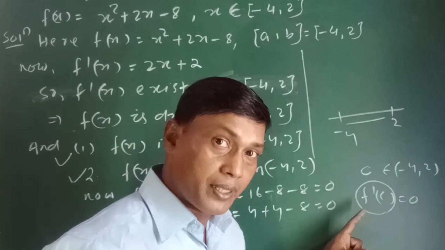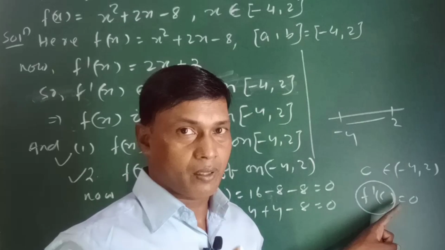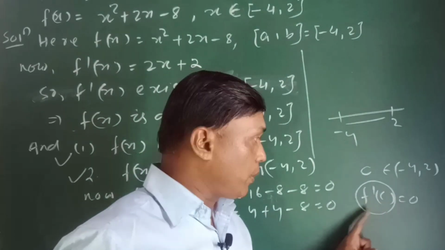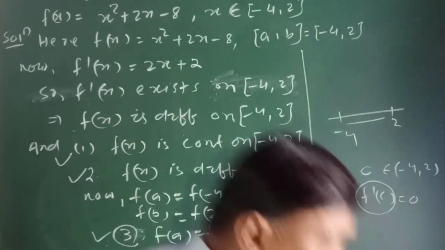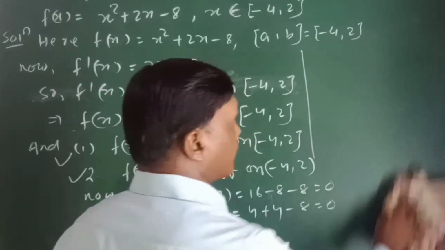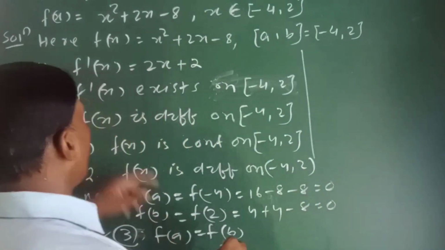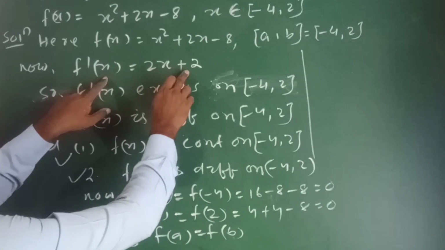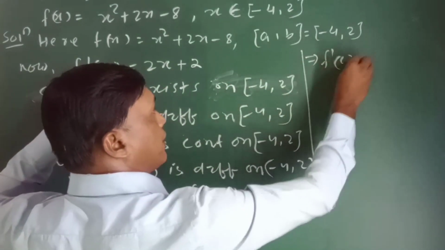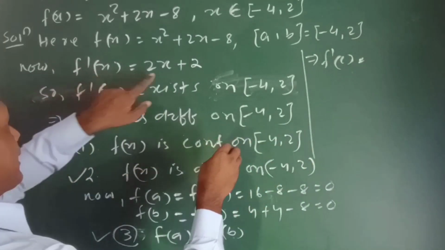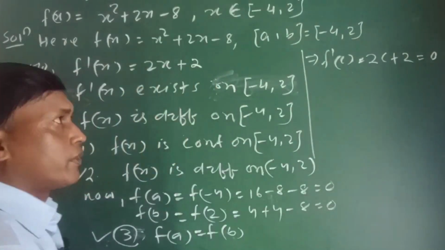First find f dash c and equate this f dash c to 0 to find c. Remember, first find f dash c, equate this to 0 to find c. Look at here. In order to find f dash c, we have f dash x is equal to 2x plus 2, which implies if f dash x is this much, then f dash c is equal to, put x is equal to c, that means 2c plus 2, and equate this to 0.